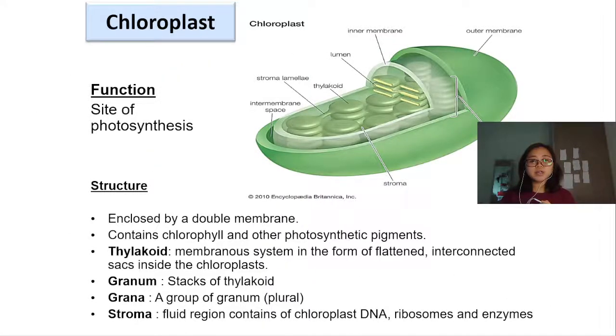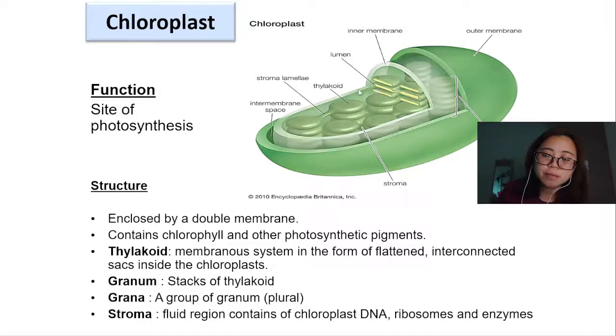The next organelle that we talk about is the chloroplast, what makes plants green. So the function of the chloroplast is as the site for photosynthesis. How is the structure? Chloroplast also has double membrane. Chloroplast also contains chlorophyll and other photosynthetic pigments. Inside the chloroplast, when you look inside, you will see the thylakoid.